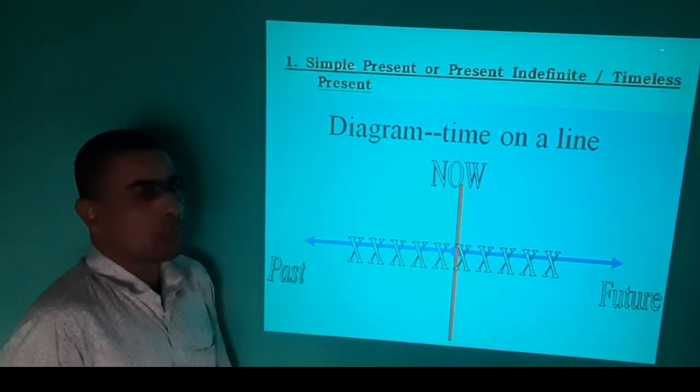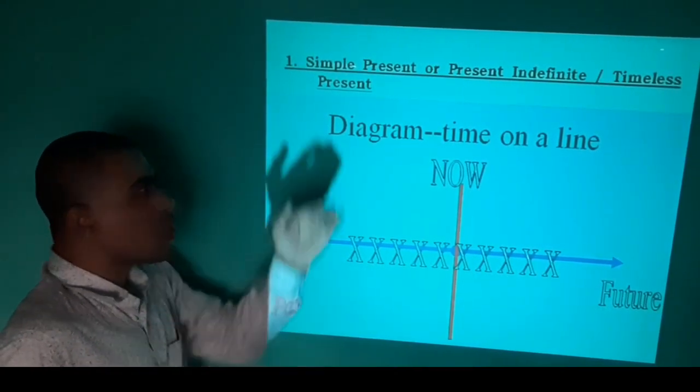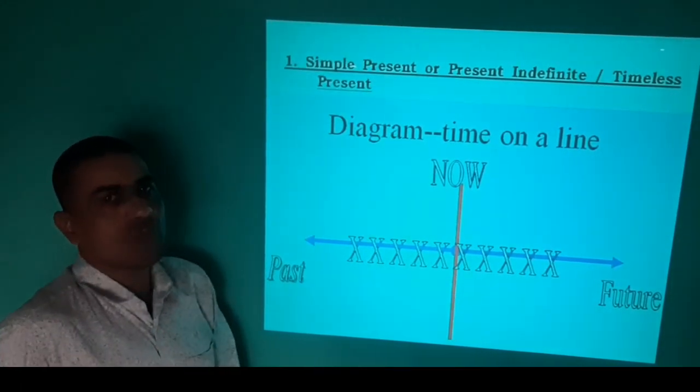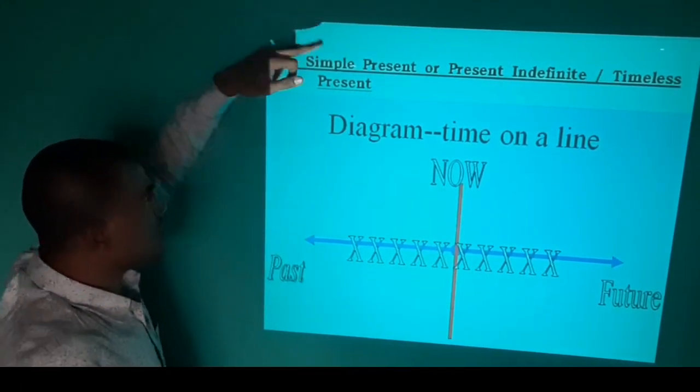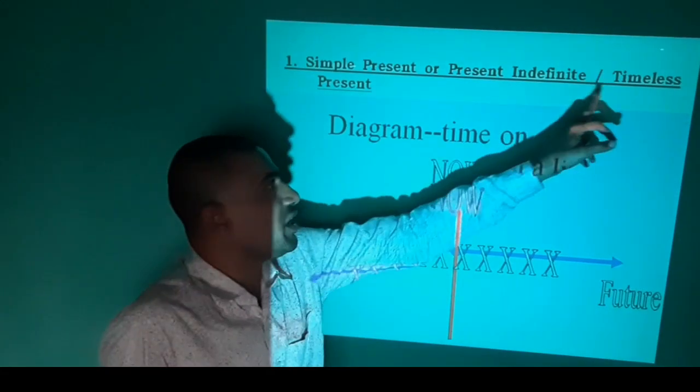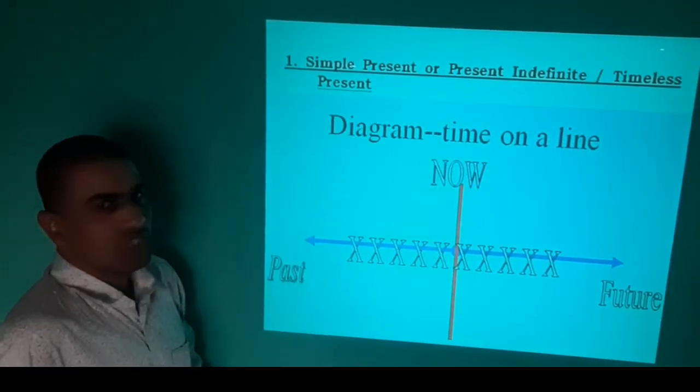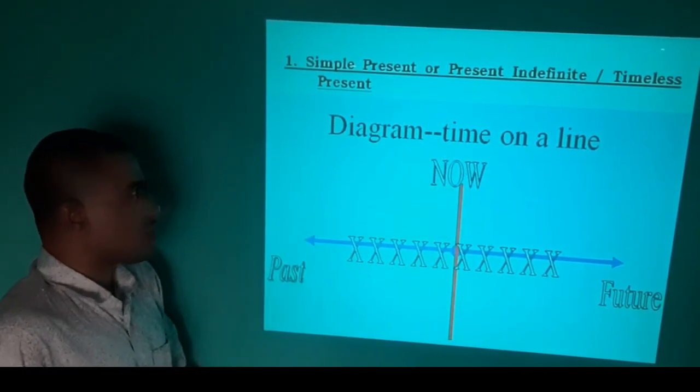Yes friends, now I am going to explain in detail about each subdivision of present tense. First one is simple present or present indefinite or timeless present. So this is what we talk about.